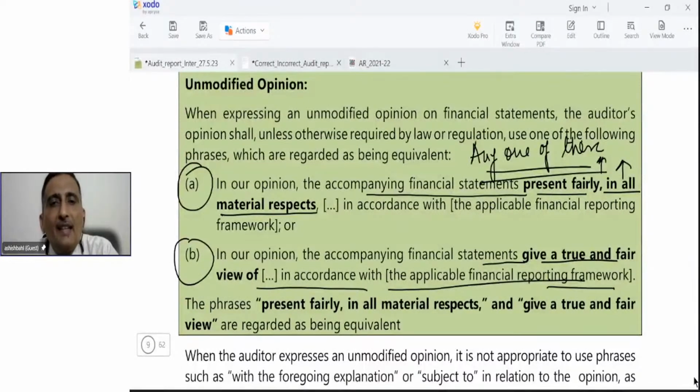If I say that financial statements of the company have been presented fairly in all material respects in accordance with the applicable reporting framework, then also I am expressing an unmodified opinion. Both of these phrases used convey the same meaning as per SA 700.